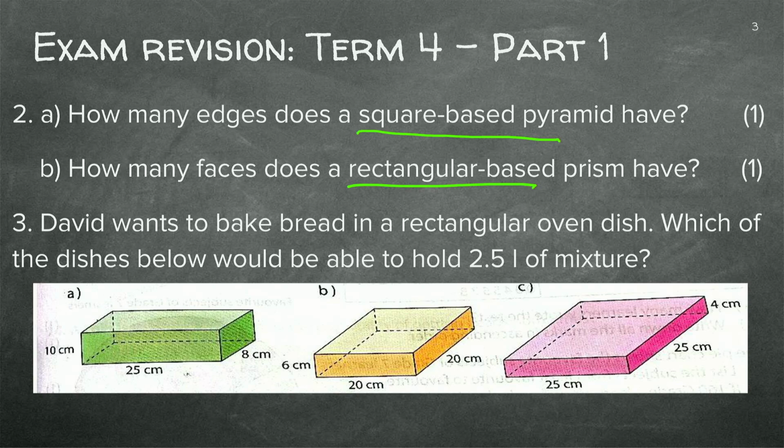And then question 3, David wants to bake a bread in a rectangular oven dish. Which of the dishes below would be able to hold 2,5 liters of mixture? So again, remember the formula for volume. If you cannot remember, you know what you can do. And then hopefully you can work out the answer easily then.